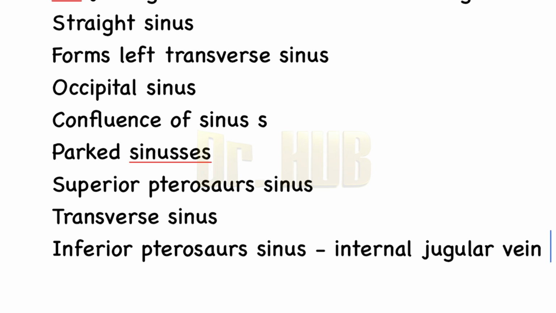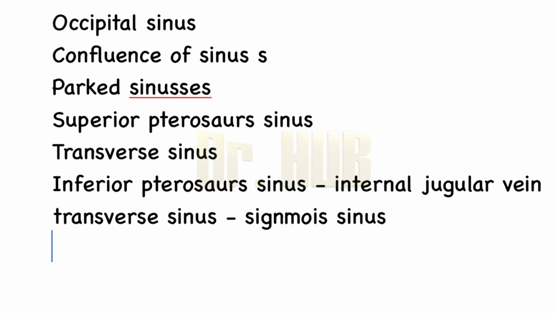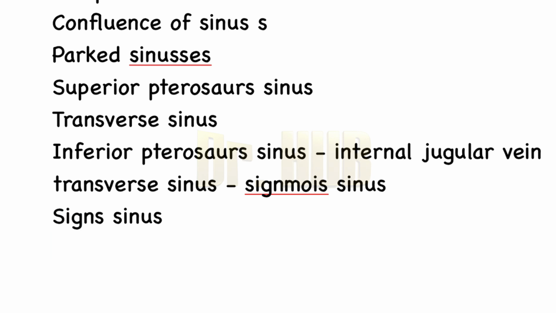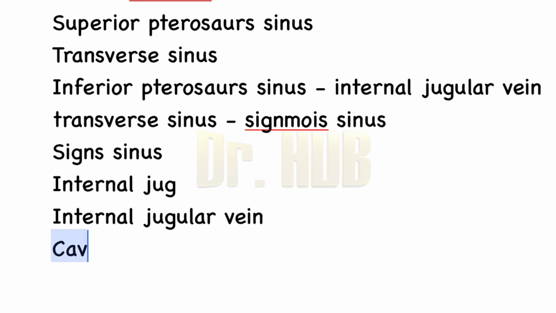So I for I. Then comes the transverse sinus. The transverse sinus continues as the sigmoid sinus. Then comes the sigmoid sinus. The sigmoid sinus continues with the internal jugular vein. So the superior petrosal goes to the transverse, the inferior petrosal to the internal jugular, the transverse to the sigmoid, and the sigmoid continues as the internal jugular vein.